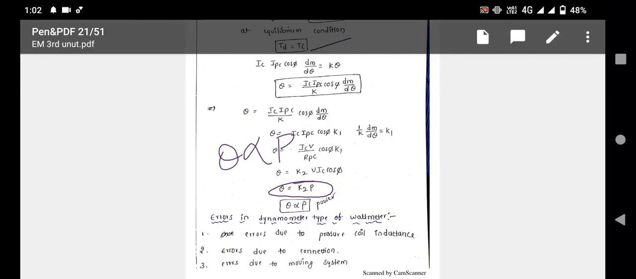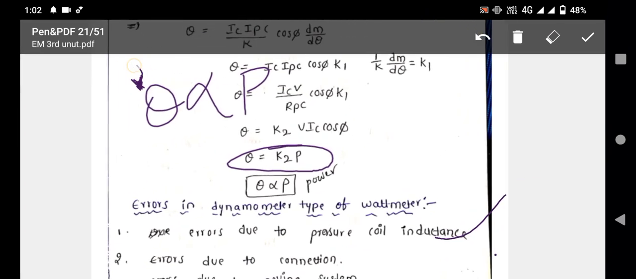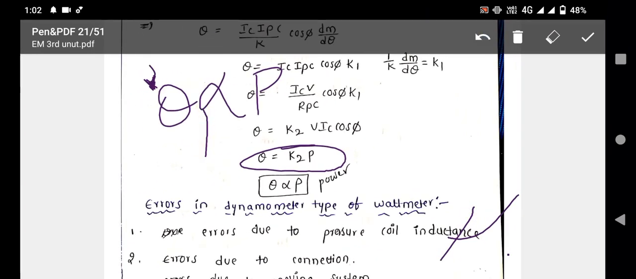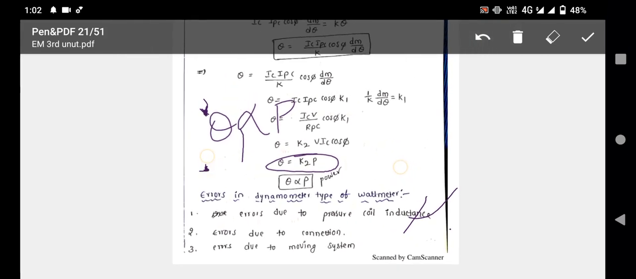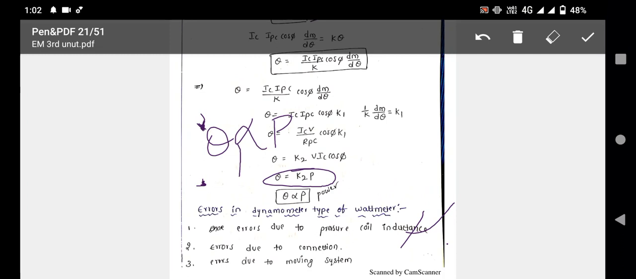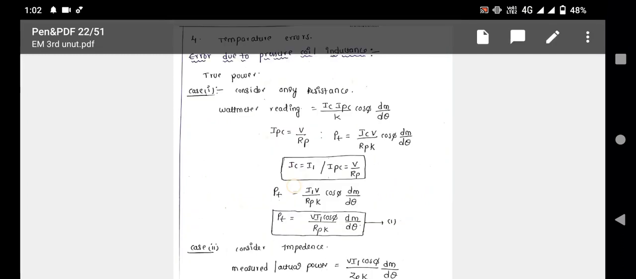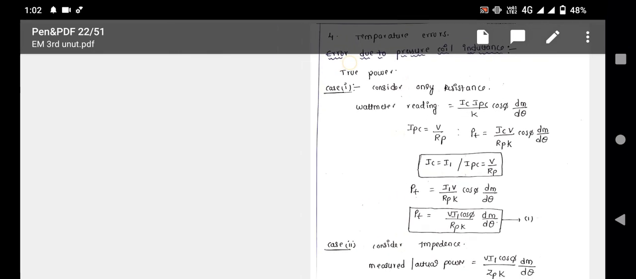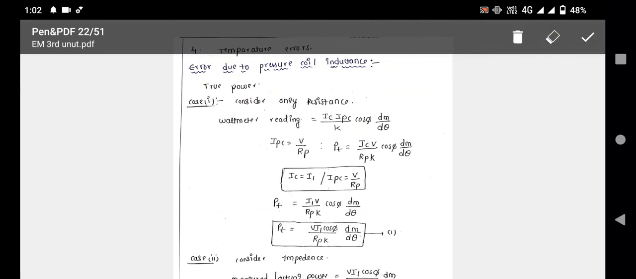Another important topic is errors due to pressure coil inductance. Errors due to connection, errors due to moving system. The important one is error due to pressure coil inductance. For error due to pressure coil inductance, we have to consider so many terms.